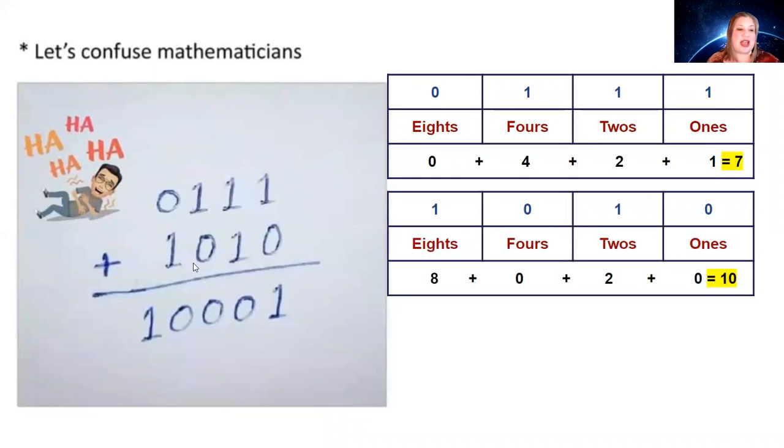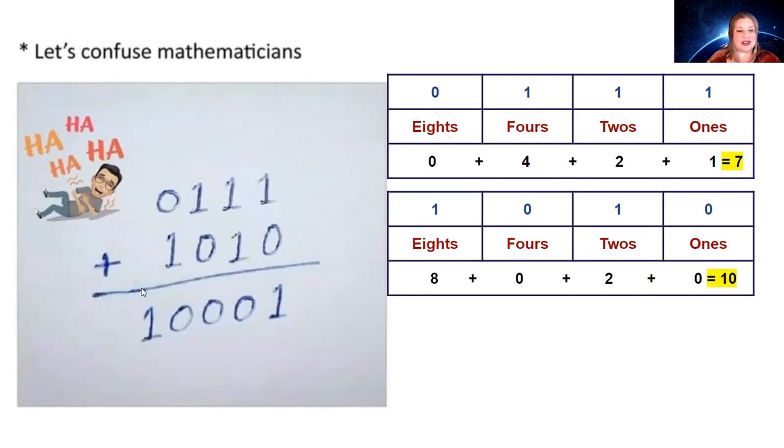So again, this time we have 1010. So that's 1 eight, 0 fours, 1 two, and 0 ones. If we have one group of 8, it's 8. 0 groups of 4, it's 0. One group of 2 and 0 groups of ones. So we have 8 plus 0 plus 2 plus 0, which is 10 when you add it together.